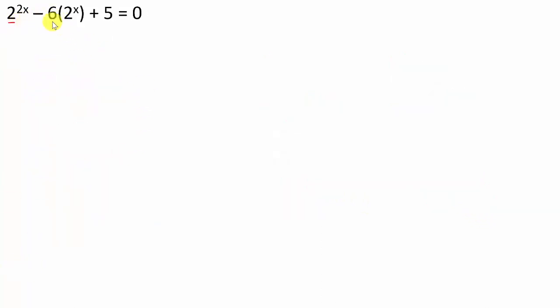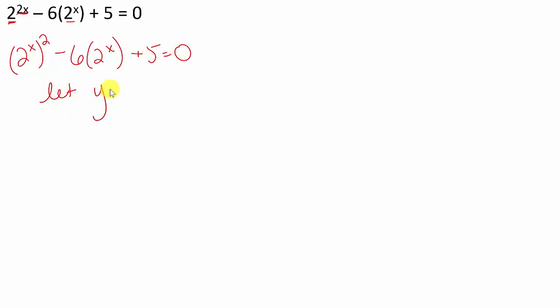Again, remember I'm seeing that these are similar, but I want this first term here so that it has 2 to the power of x. So I can write (2 to the power of x) squared because that's equivalent to this, minus 6 times 2 to the power of x, plus 5. Let y equal 2 to the power of x so that we can make it look quadratic. I'm going to plug the y in here. I get y squared. Plugging the y into my second term, I get minus 6y plus 5 equals 0.